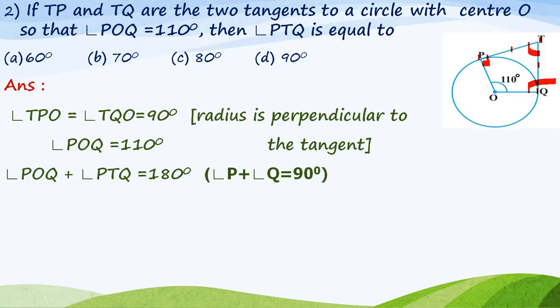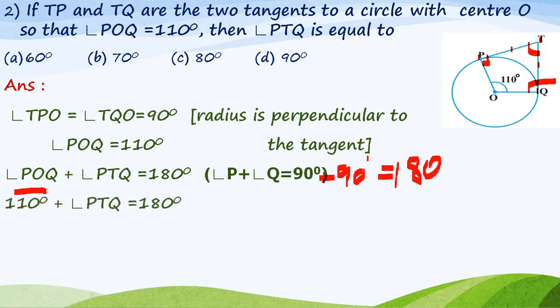90 plus 90 is equal to 180 degrees. P plus Q is also 180 degrees. Therefore, angle O plus T is also 180 degrees. We know that the value of POQ is 110 degrees. Therefore, write PTQ as it is. 180 is equal to 180 degrees.